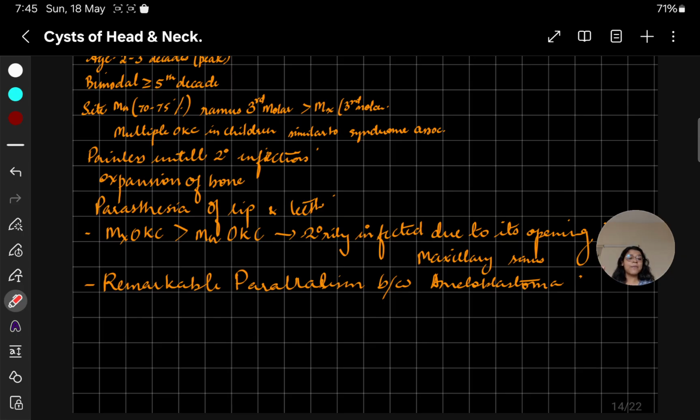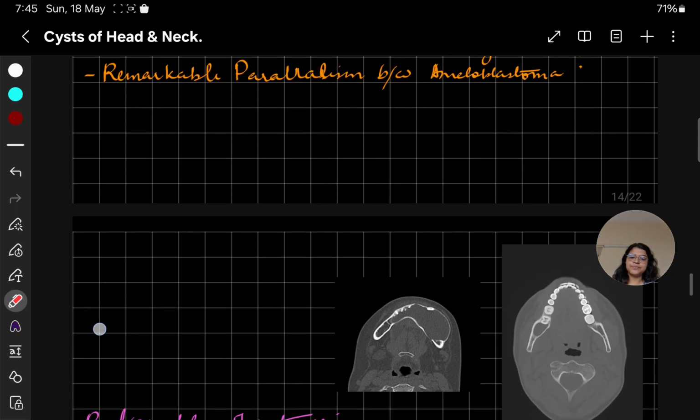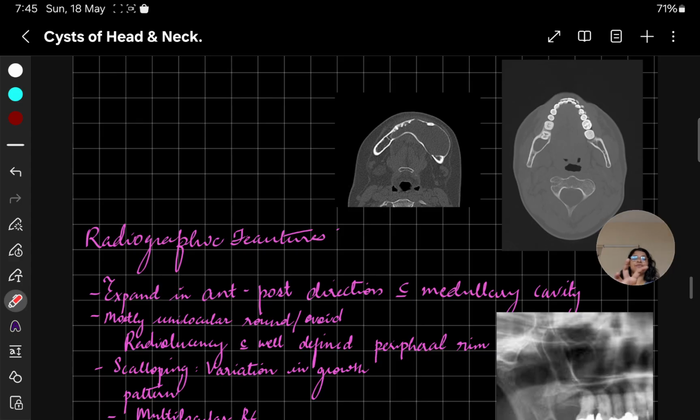It has remarkable parallelism with ameloblastoma. It looks like ameloblastoma also, most like unicystic ameloblastoma. So here you have your expansion. You have an anterior posterior direction. So remember, it is a characteristic feature of anterior posterior expansion. Okay, expand in the anterior posterior direction within the medullary cavity.